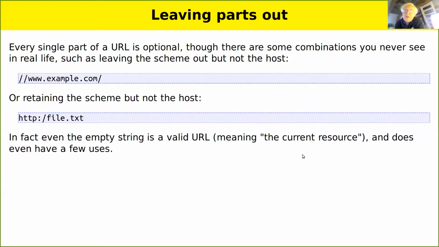Every single part of a URI is optional, though there are some combinations you never see in real life, such as leaving the scheme out but not the host, or retaining the scheme but not the host. In fact, even the empty string is a valid URL, and it means the current resource, and there are even some cases where that's useful.